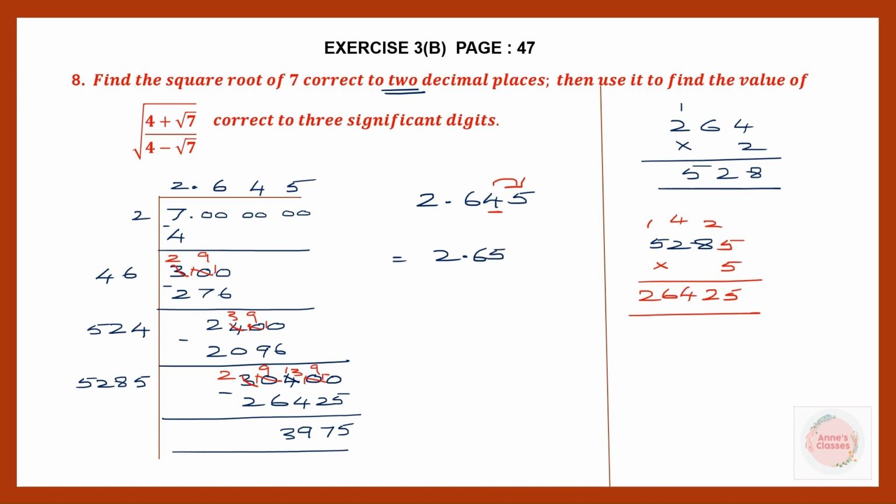That means we have found the square root of 7 correct to 2 decimal places. That is 2.65. Now that we found it to be 2.65, we have to work out this part. Because the question says find the square root of 7 to 2 decimal places, then use it. That means use this to find the value of this correct to 3 significant digits. So let's go ahead and find out.